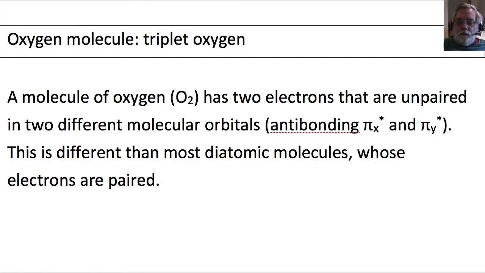The oxygen molecule, triplet oxygen. A molecule of oxygen, O2, has two electrons that are unpaired in two different molecular orbitals, pi x antibonding and pi y antibonding. All the other electrons are paired in orbitals, and they're not of interest to us here because they're in singlet spin states, they contribute spin 0, but two electrons in the ground state of O2 are unpaired, and that's important.